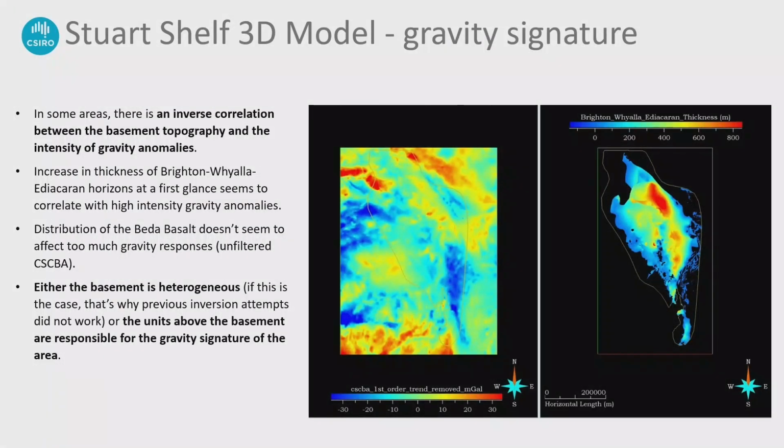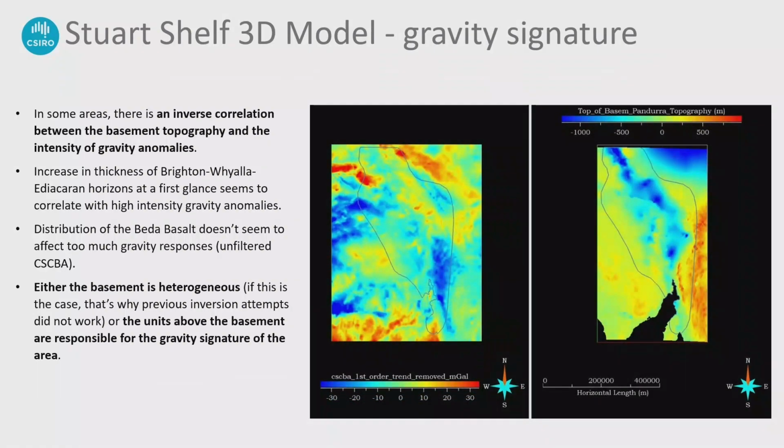And lastly, I wanted to talk to you about inversion. So after I finished this project, I noticed, for example, a correlation between the Bouguer gravity anomalies and the thickness of the units on top of the basement. This is, for example, a grid of combined Brighton, Vialla, and Icaran formations. So if you look over here, there is a good correlation between the gravity signature, this gravity ridge, and thickness of these deposits. However, on the contrary, you've got an inverse correlation between the basement topography, so the deeper it goes, and still you've got these positive anomalies.